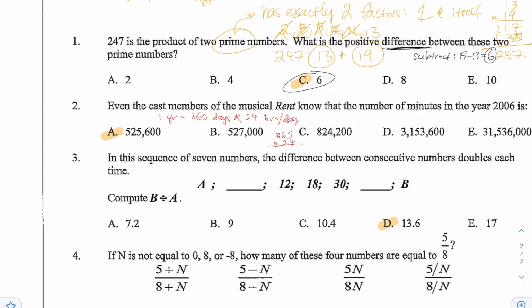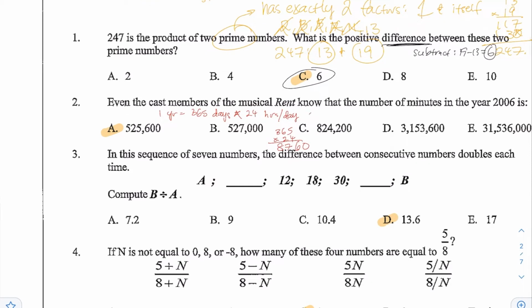And then on the calculator, which would make things a lot easier, to do 365 times 24, you get 8760. And then you know that 1 hour is 60 minutes. So you multiply this by 60, and you get 525,600. That's choice A.